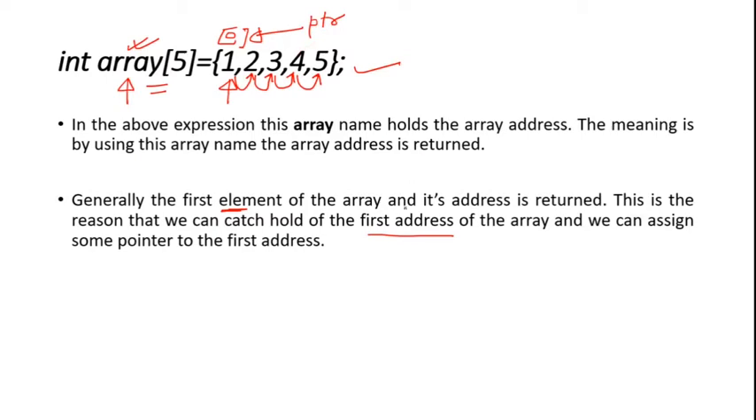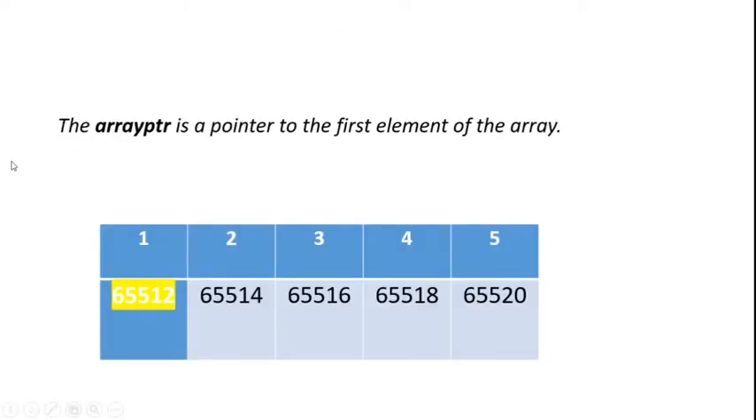So we can assign some pointer to the first address. Whenever we are going to pass a single-dimensional array to a function and deal with a pointer, let us have a pointer which can point to the first address of the array. Let us call that pointer the array pointer. The array pointer is a pointer to the first element of the array.